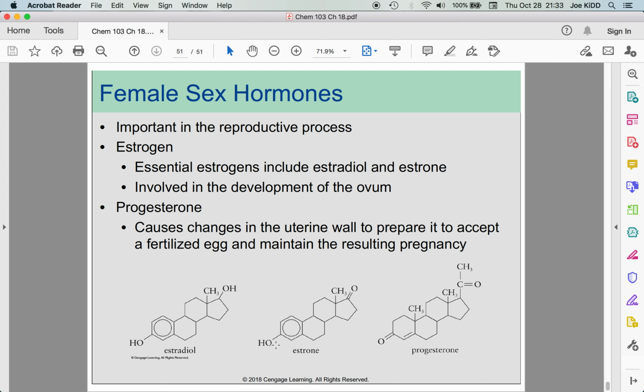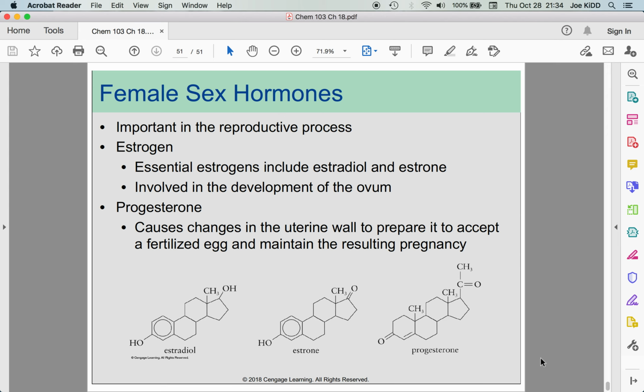Female sex hormones are clearly important for the reproductive process, things like estrogen, progesterone, estradiol. These hormones will help a woman go through her fertility cycle. Also, certain of these hormones will go up and down depending on pregnancy or not being pregnant.